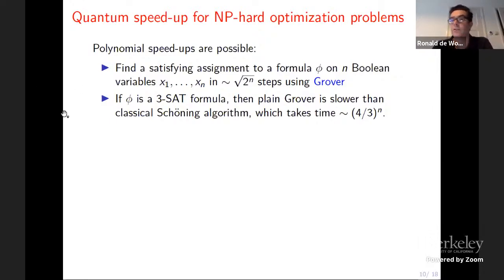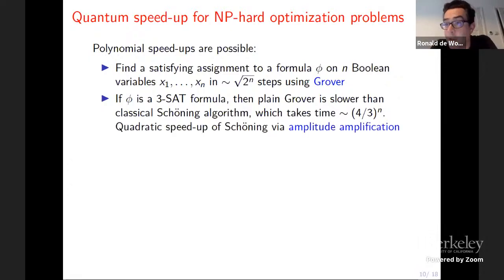Classically, there's this very nice random walk algorithm due to Schoening, which solves the 3-SAT problem in 4/3 to the n. That's better than what Grover gives you. 4/3 is less than the square root of 2. Fortunately, in this case, we can use Grover in a slightly more subtle way. You can think of Schoening's algorithm as a polynomial time algorithm that has a success probability 3/4 to the n. So if you repeat it 4/3 to the n many times, you find a satisfying assignment. And this is something we know how to speed up quadratically using something called amplitude amplification. So you can hit Schoening's algorithm with amplitude amplification and you still get your quadratic speedup compared to the best classical algorithm.